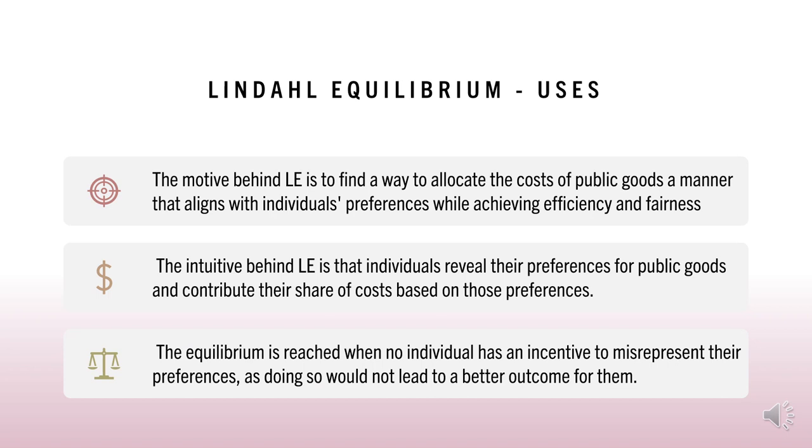The motive behind the Lindahl equilibrium is to find a way to allocate the costs of public goods in a manner that aligns with individuals' preferences while achieving efficiency and fairness. The idea behind the Lindahl equilibrium is that individuals reveal their preferences for public goods and contribute their share of costs based on those preferences. And the equilibrium is reached when no individual has an incentive to misrepresent their preferences, as doing so would not lead to a better outcome for them.